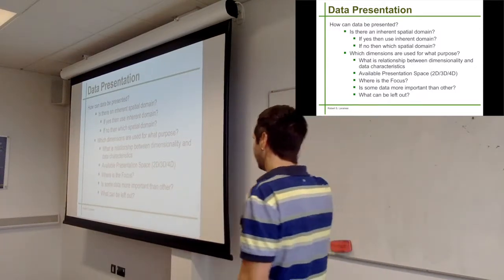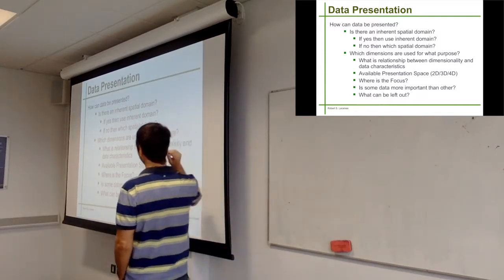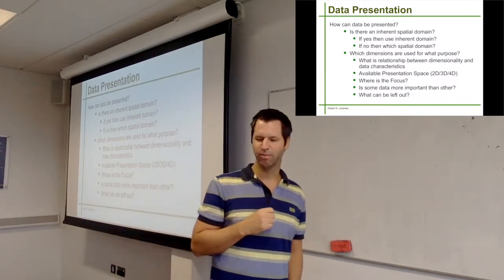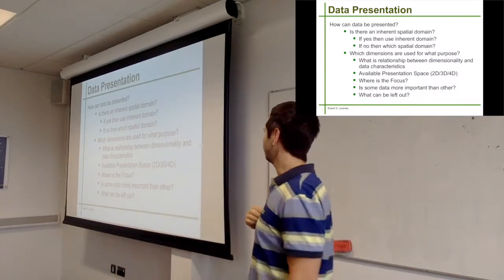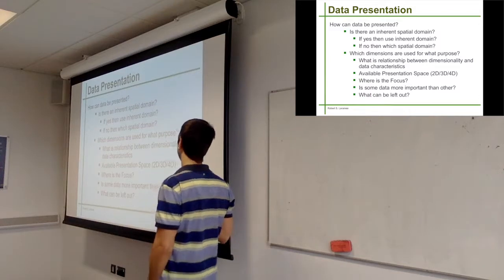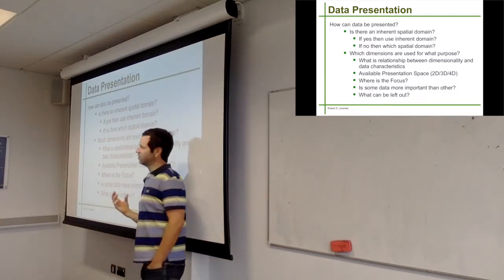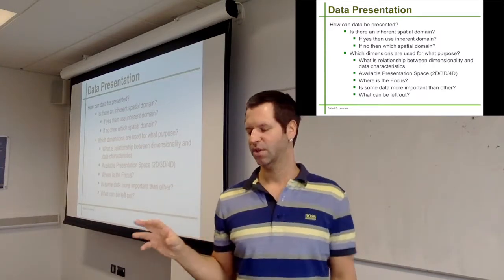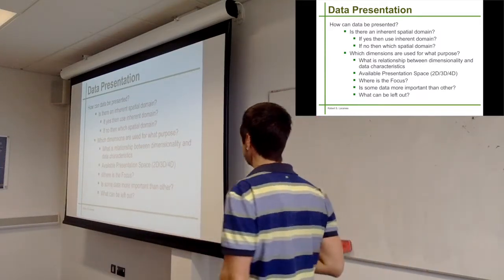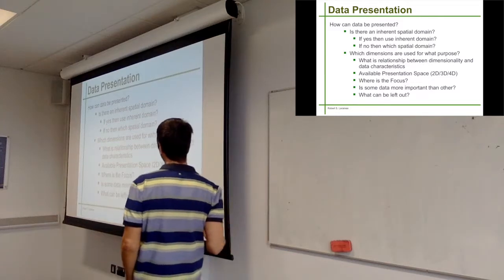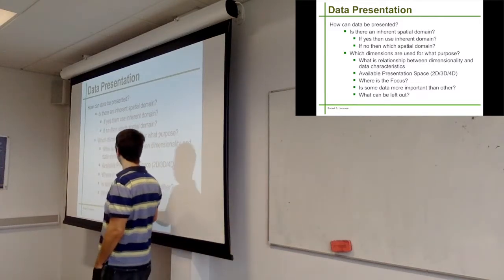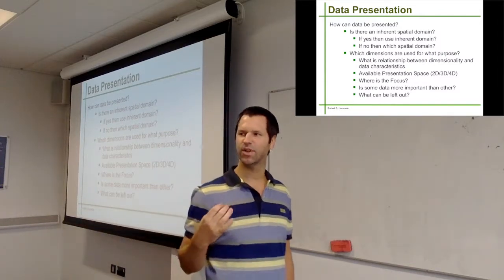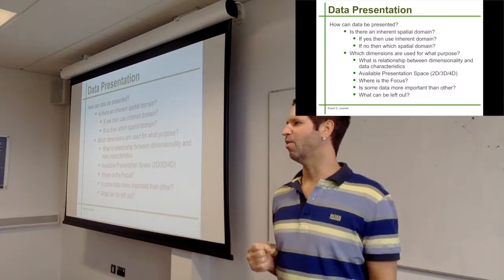This is also a very important question. Where is the focus? So not all data has the same level of importance. Some data is more important than other data, and that implies that some parts receive special focus while other parts receive less focus. And then we have this other related question, what can be left out? Is there some subset of the data that can be left out because it's not as important?